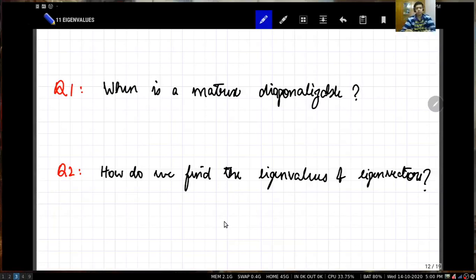We ended the previous lecture with the following questions. Given a square matrix A, when is A diagonalizable? And suppose that the matrix A is diagonalizable, how do we find the eigenvalues and eigenvectors of A? In this video and the next, we'll answer these two questions in detail.